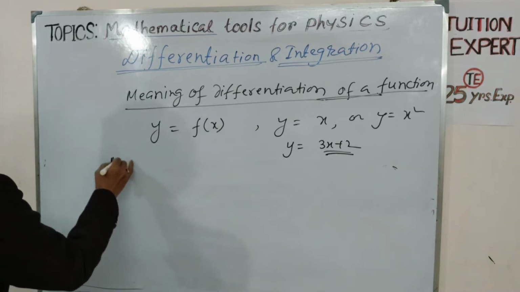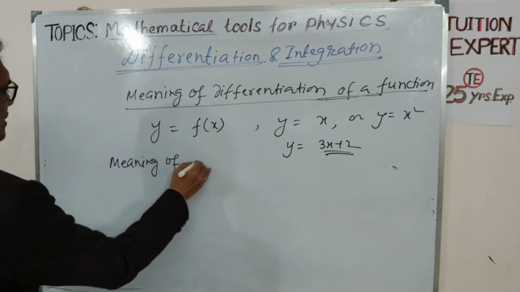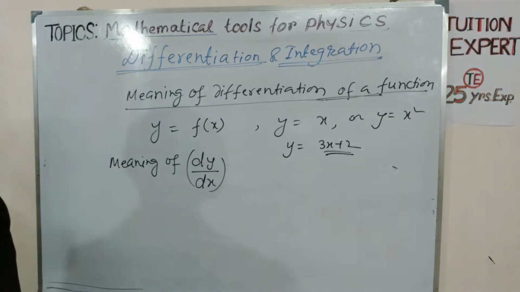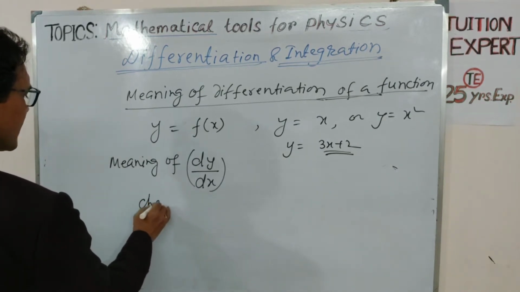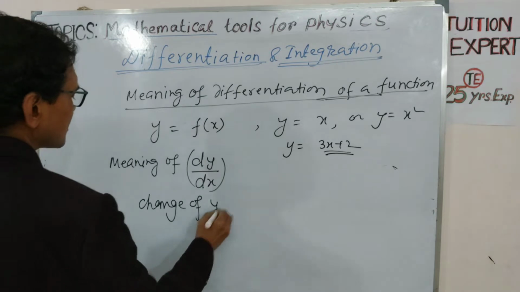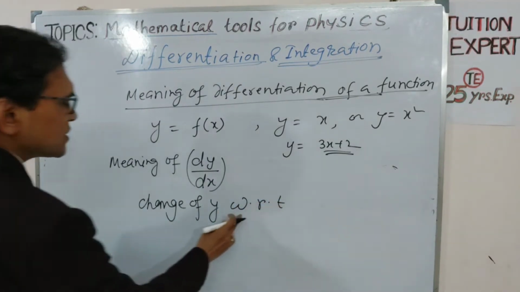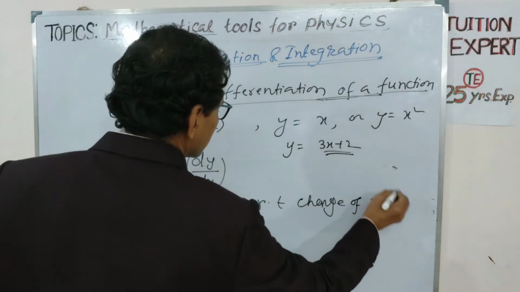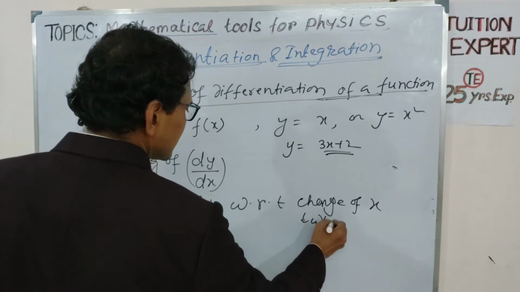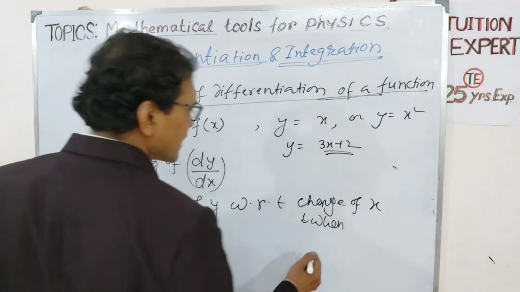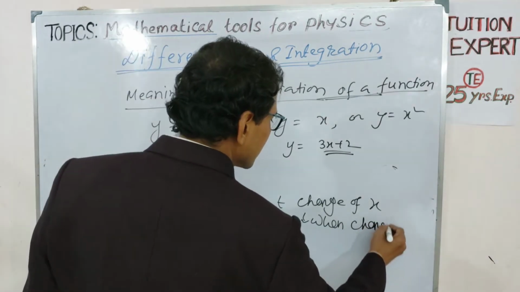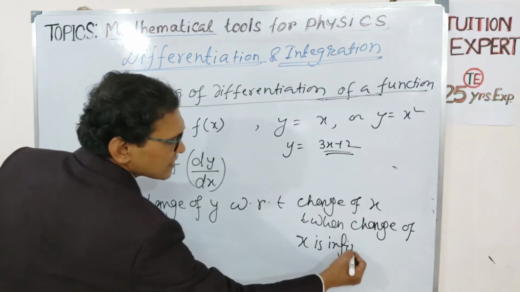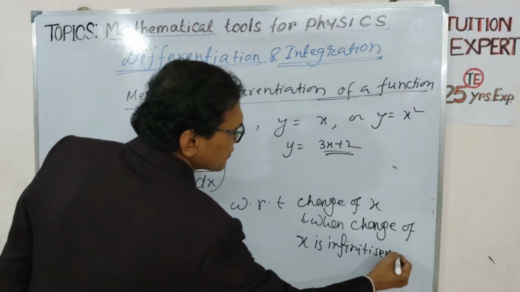Now what is the meaning of dy by dx? dy by dx means the change of y with respect to the change of x, when this change of x is infinitesimally small.